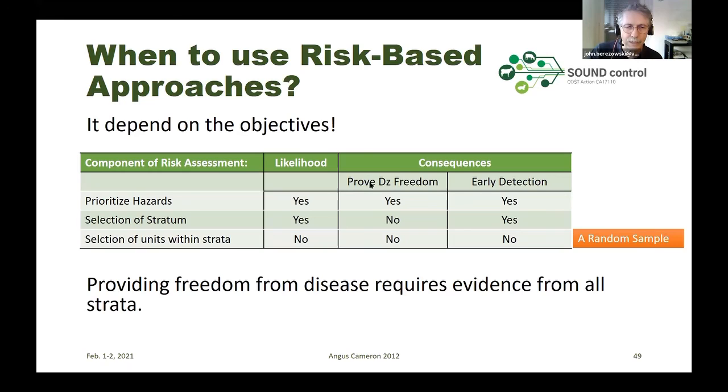So if you were going to prove freedom from disease, you would prioritize hazards, but you shouldn't prioritize stratum, and you shouldn't select units within the stratum with risk-based approaches. If you're doing early detection, then you can prioritize hazards, prioritize stratum, but again, you should always do a random sample within the final strata.